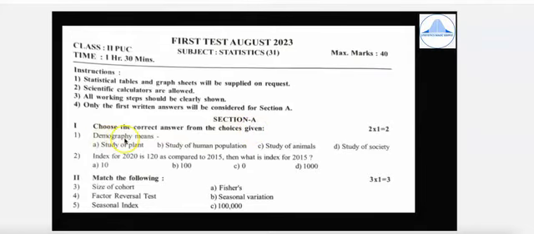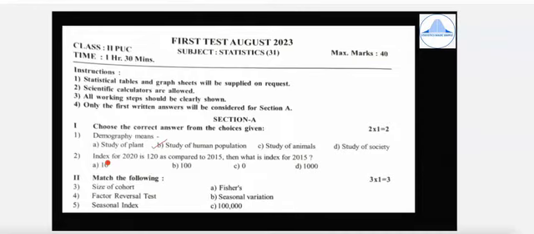The first question, demography means subdivision A, study of plant, B is study of human population, C, study of animals, and D is study of society. So each of these questions in the first main carries 1 mark, and the answer for demography is the study of human population.